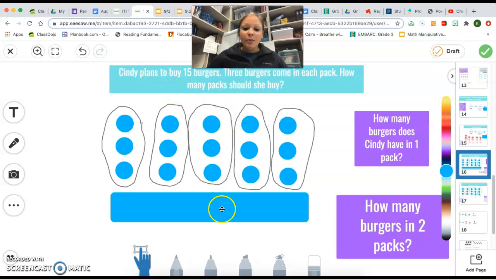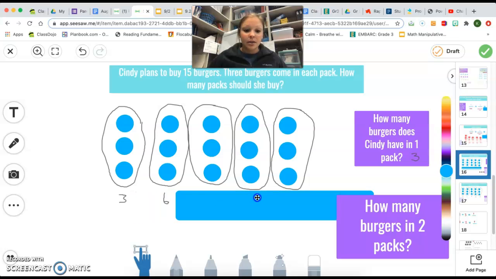So now that we've done this, we can use what we already know to answer these questions. How many burgers does Cindy have in 1 pack? Well, we know this is 1 pack. Remember, 1 group is 1 pack. So how many are in that group or in that pack? We know that there are 3 burgers in 1 pack. Well, if there's 3 burgers in 1 pack, how many are in 2 packs? 3, 6. We can count by 3s. So 2 packs would give us 6.